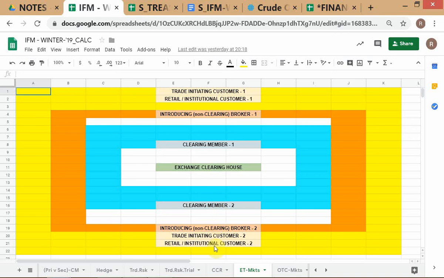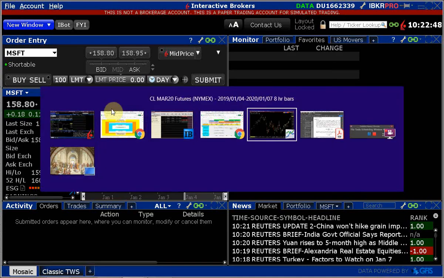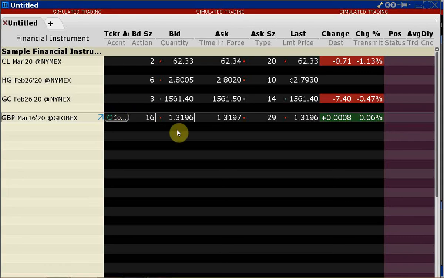This guy is going to collect from me through my clearing member, who goes to the exchange clearing house, and he passes on the loss. My loss is the other guy's profit. He takes this profit, my loss, and passes it through the other clearing member onto the other guy. So essentially, in a futures contract you're going to have cash flows every day, because a futures contract is exchange traded. So there's daily settlement of profits and losses.